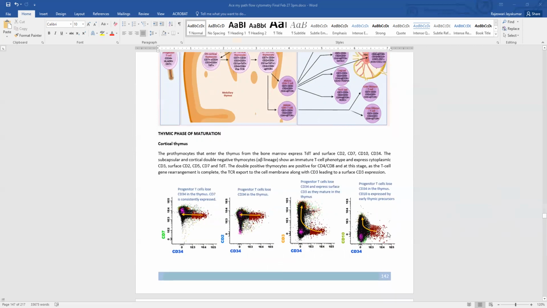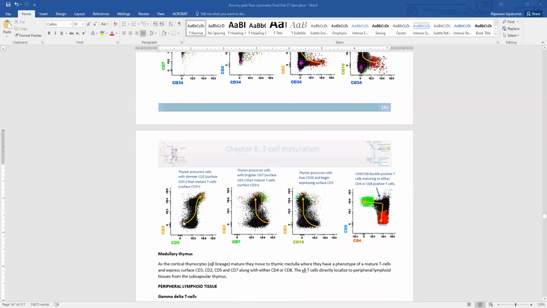surface CD3. And in the thymus, you can initially see the cells are 10 negative and 34 positive, and then they lose 34 and gain CD10, and then at some point they lose CD10 again, and the mature T cells are negative for CD10. CD5 is dimmer in immature T cells, and as they mature, they express the brightest CD5. CD3 is also brighter in the mature T cells. CD7 is actually brighter in the immature T cells, and as they mature, they become a little bit dim. That's what the bright CD3 population actually has a slightly dim CD7 expression.